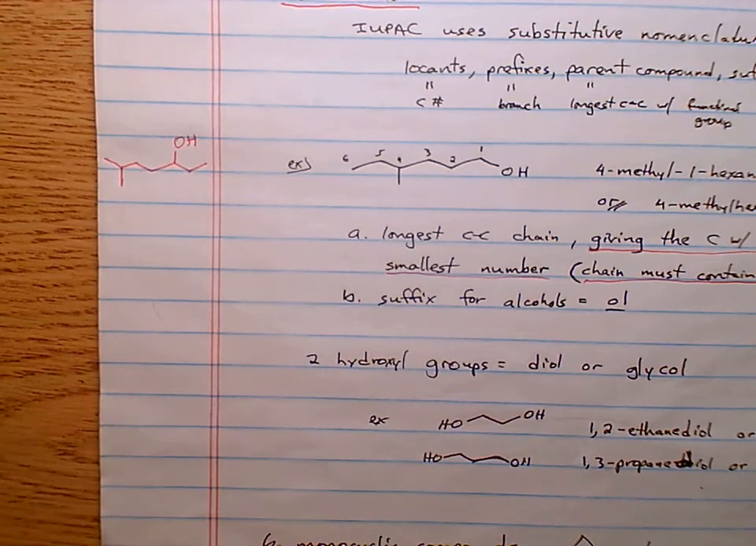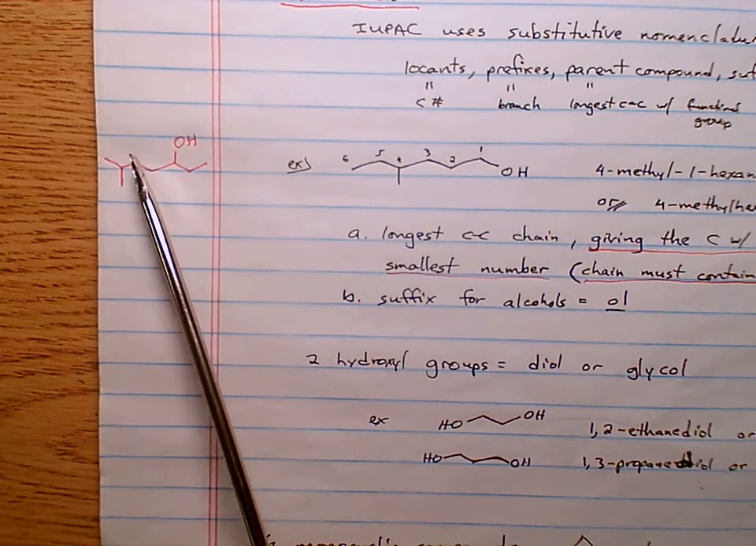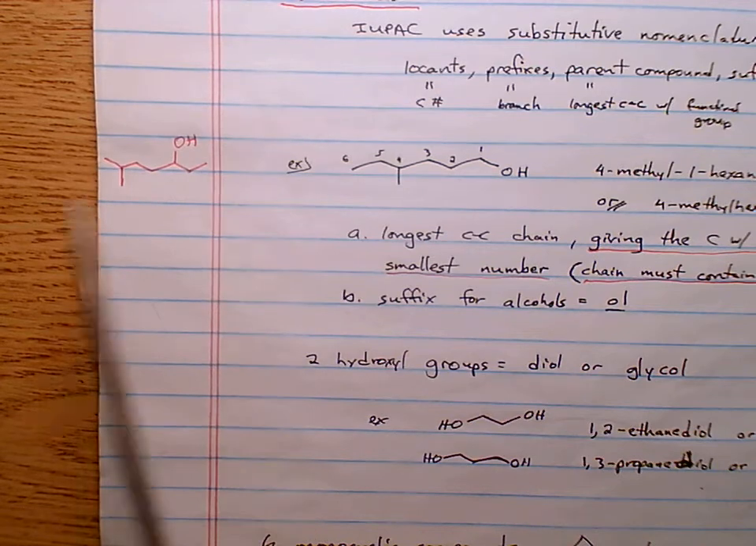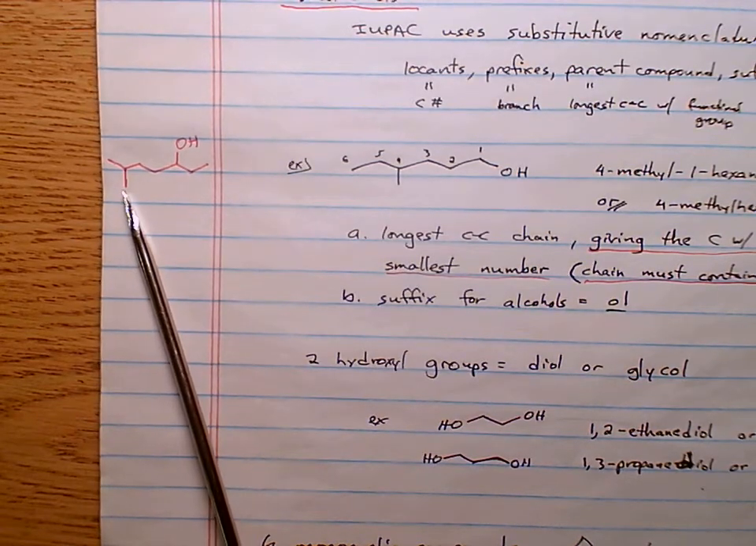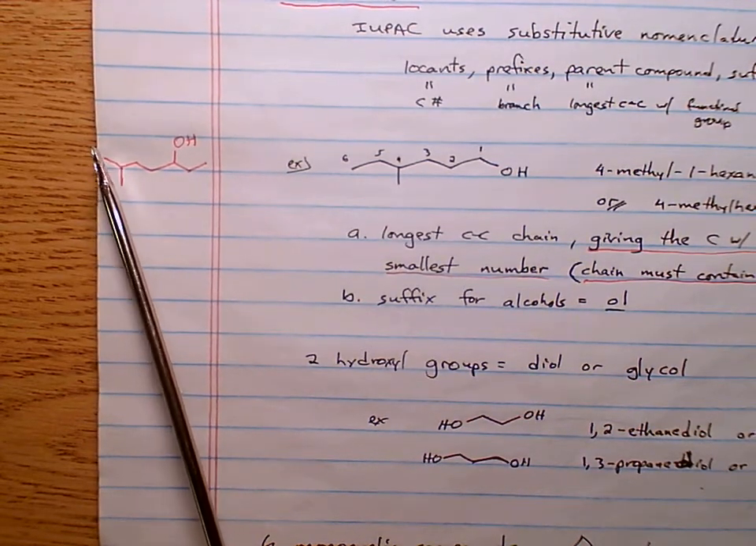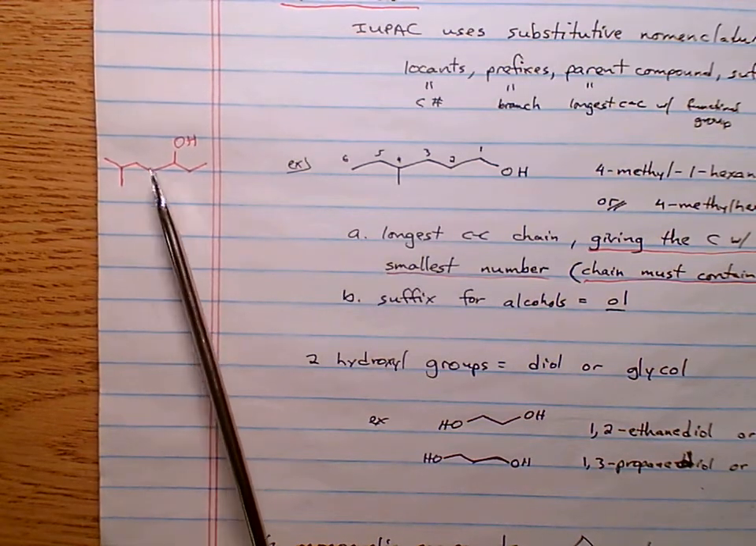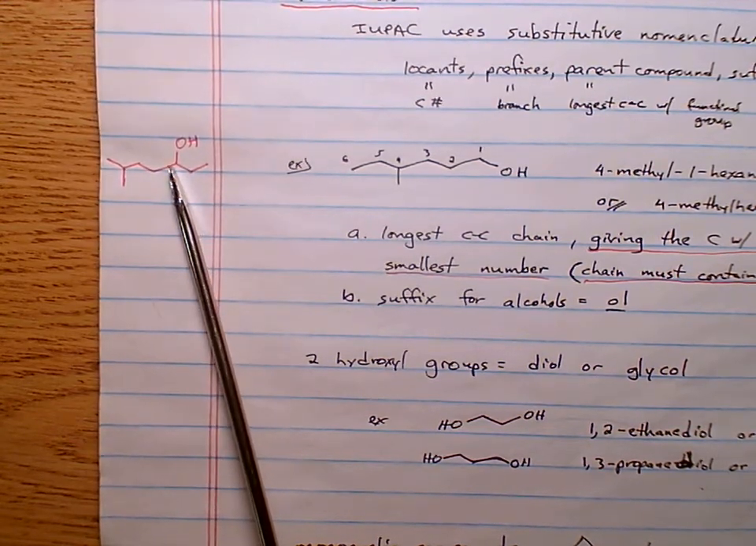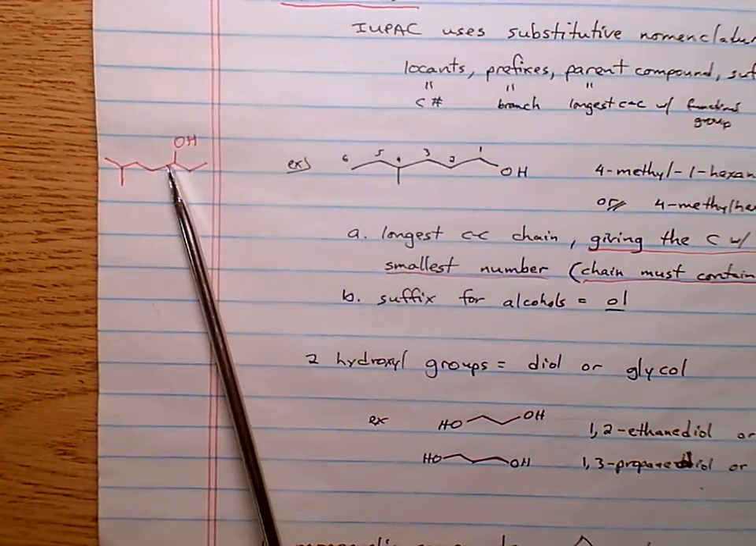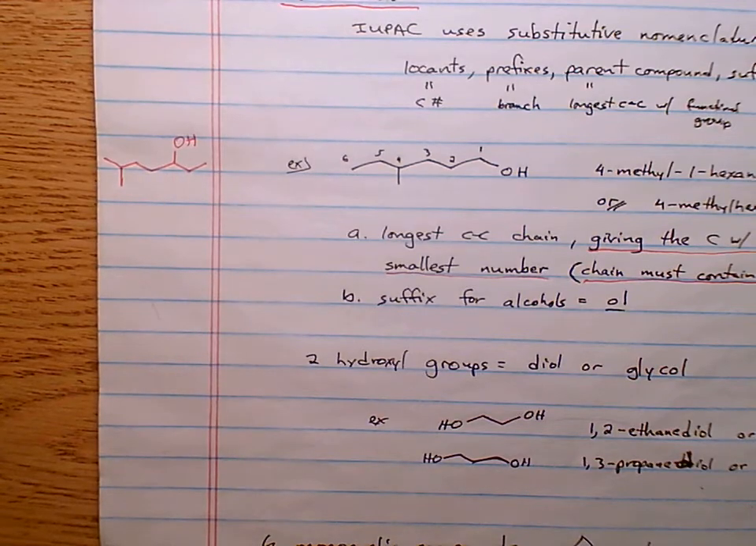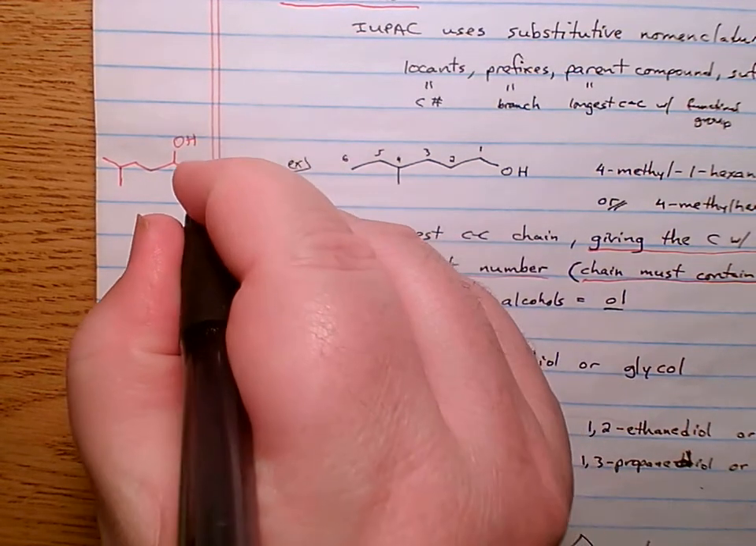How would you name this one? Well, how many carbons in our longest chain? Can we see 1, 2, 3, 4, 5, 6, 7? 7 carbons in our longest chain. Note, this carbon here is closest to the branch, but that doesn't matter, because if we started carbon 1 here, this would be 1, 2, 3, 4, 5. The carbon containing the OH would get number 5. If we did it this way, 1, 2, 3, the carbon containing the OH would be carbon 3. So that's the way we're going to number this.